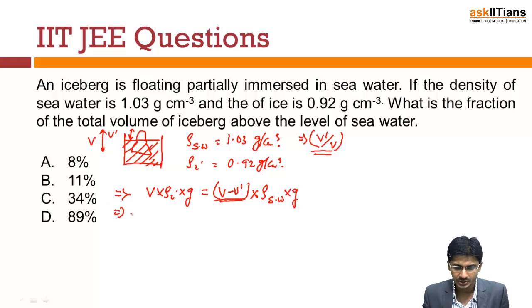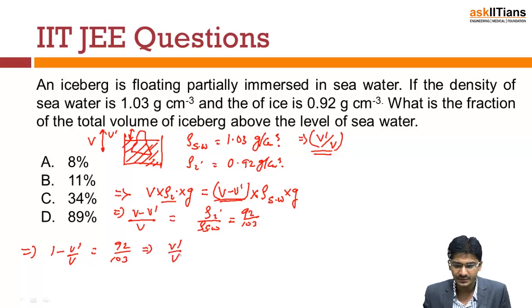So if I solve this, what I have is V minus V dash by V is rho I by rho SW, density of ice by density of seawater. Okay. What is density of ice? Ice is 0.92, so this is 92 by 103. So if I solve this, what I have is 1 minus V dash by V is 92 by 103. That means V dash by V is 1 minus 92 by 103.